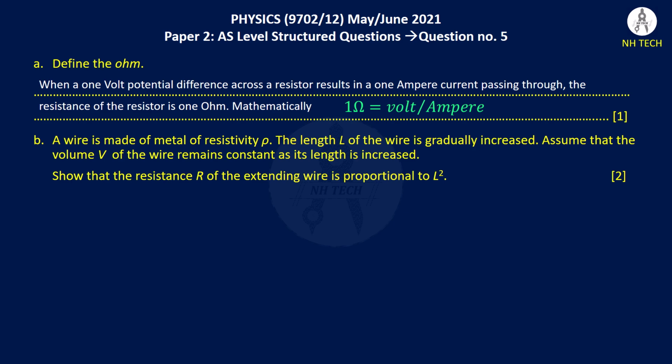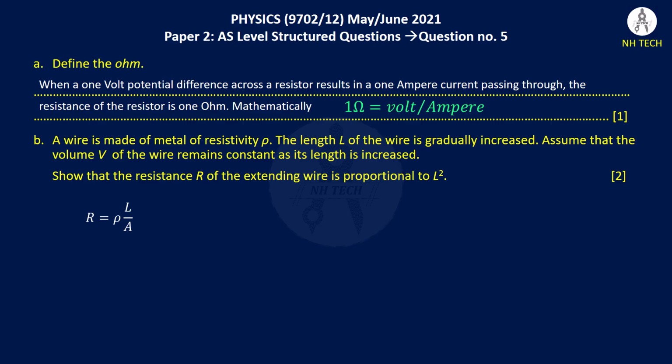Next is the B part. Here is the statement of the question. A wire is made of metal of resistivity ρ. The length L of the wire is gradually increased. Assume that the volume V of the wire remains constant as its length is increased. Show that the resistance R of the extending wire is proportional to L square.